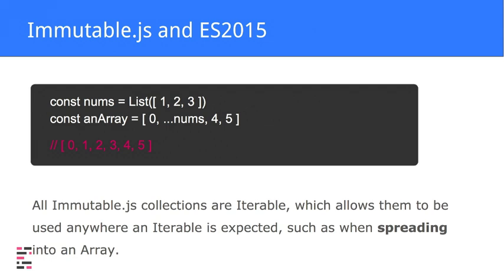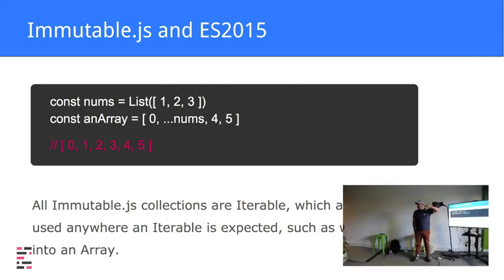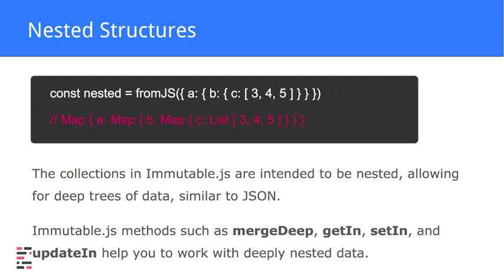All immutable collections are iterable, which allows them to be used anywhere an iterable is expected. So you can use a spread operator inside of an array on an immutable collection, together with ES2015, or ES6, features like spread operators and destructuring. Immutable collections are intended to be nested, and methods like mergeDeep, getIn, setIn and updateIn are built to help you work with deeply nested data structures.